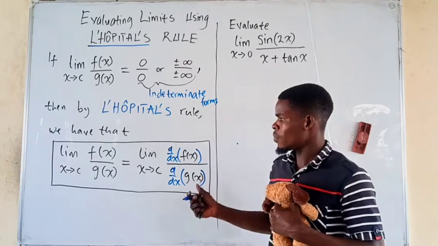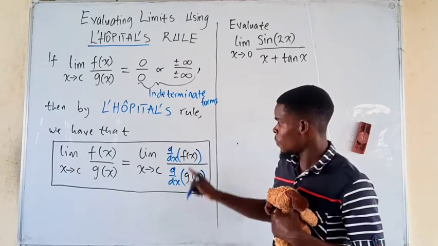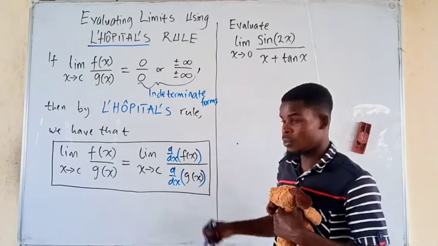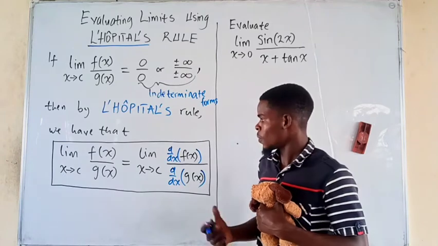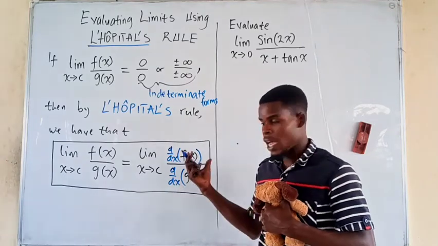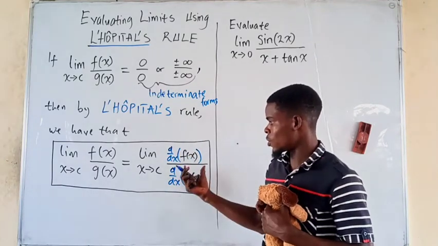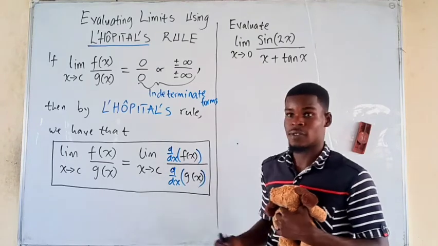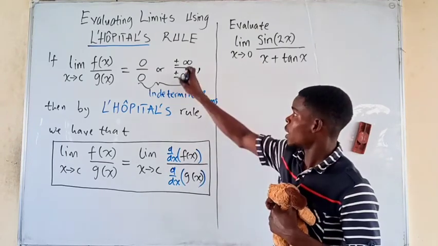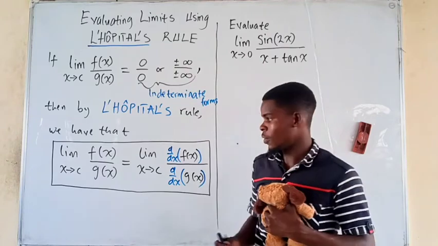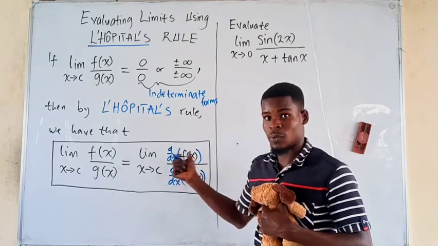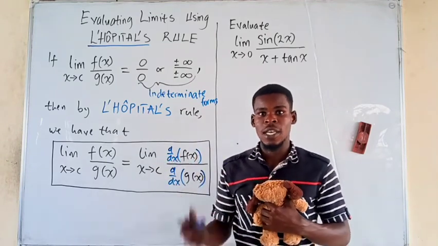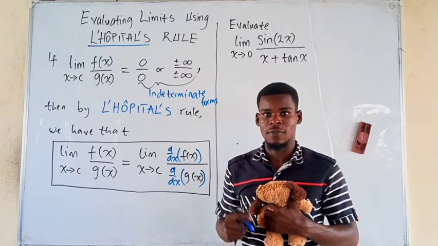Now, this rule can be applied more than once. That is to say, you can differentiate the top and bottom more than once. If after differentiating the first time, you substitute c and it still gives you a 0 over 0 situation or an infinity over infinity situation, you can apply this rule again. Differentiate the numerator, differentiate the denominator, and then plug in the values.